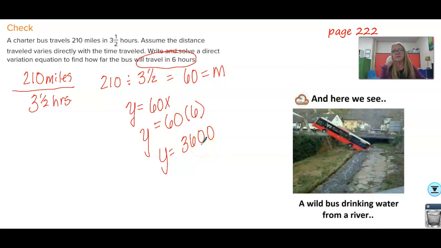So today's secret word, I've got this little meme over here. Here we see a wild bus drinking water from a river. In your question, I'm going to say, what was the wild bus doing? And you will have to answer, it was drinking water from the river. Okay, pretty easy. All right. I think you're going to like this section.